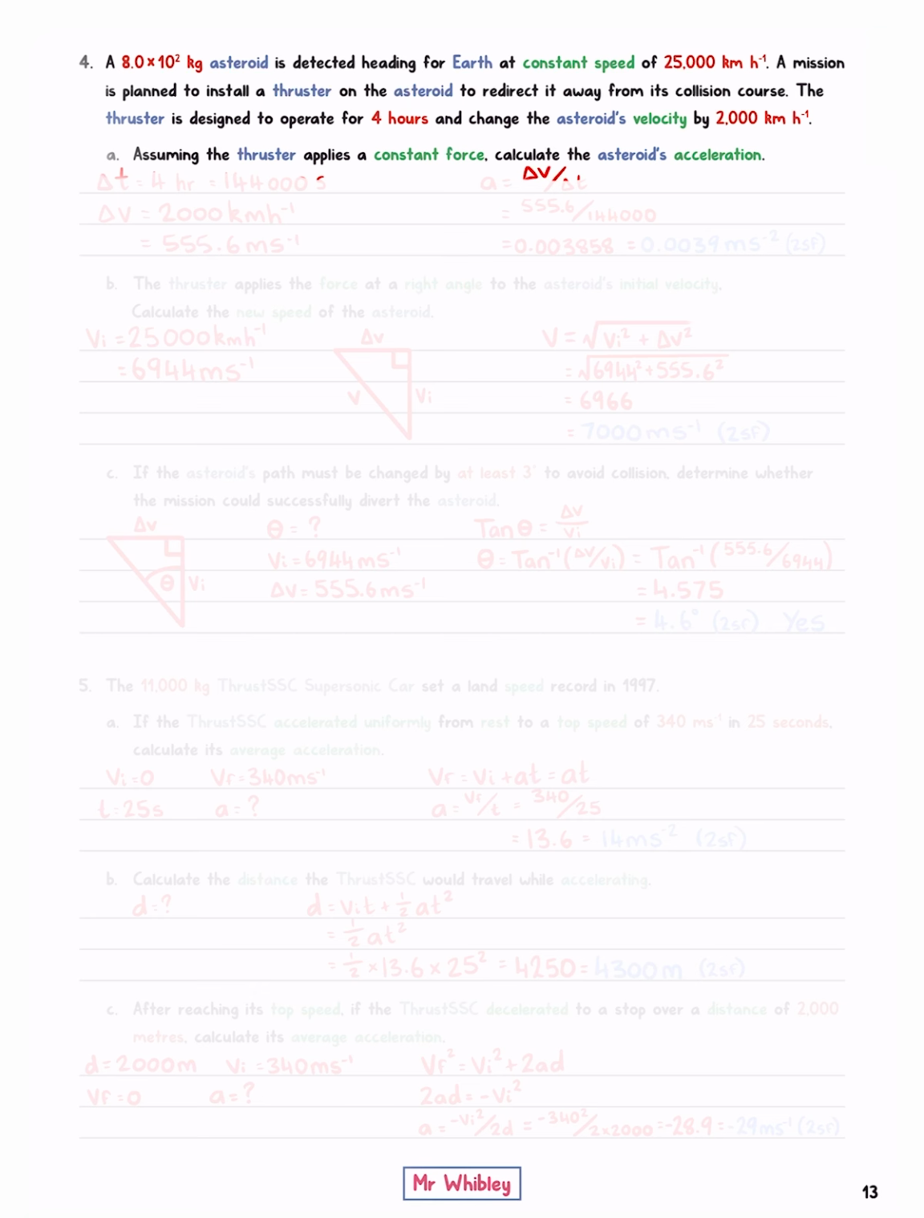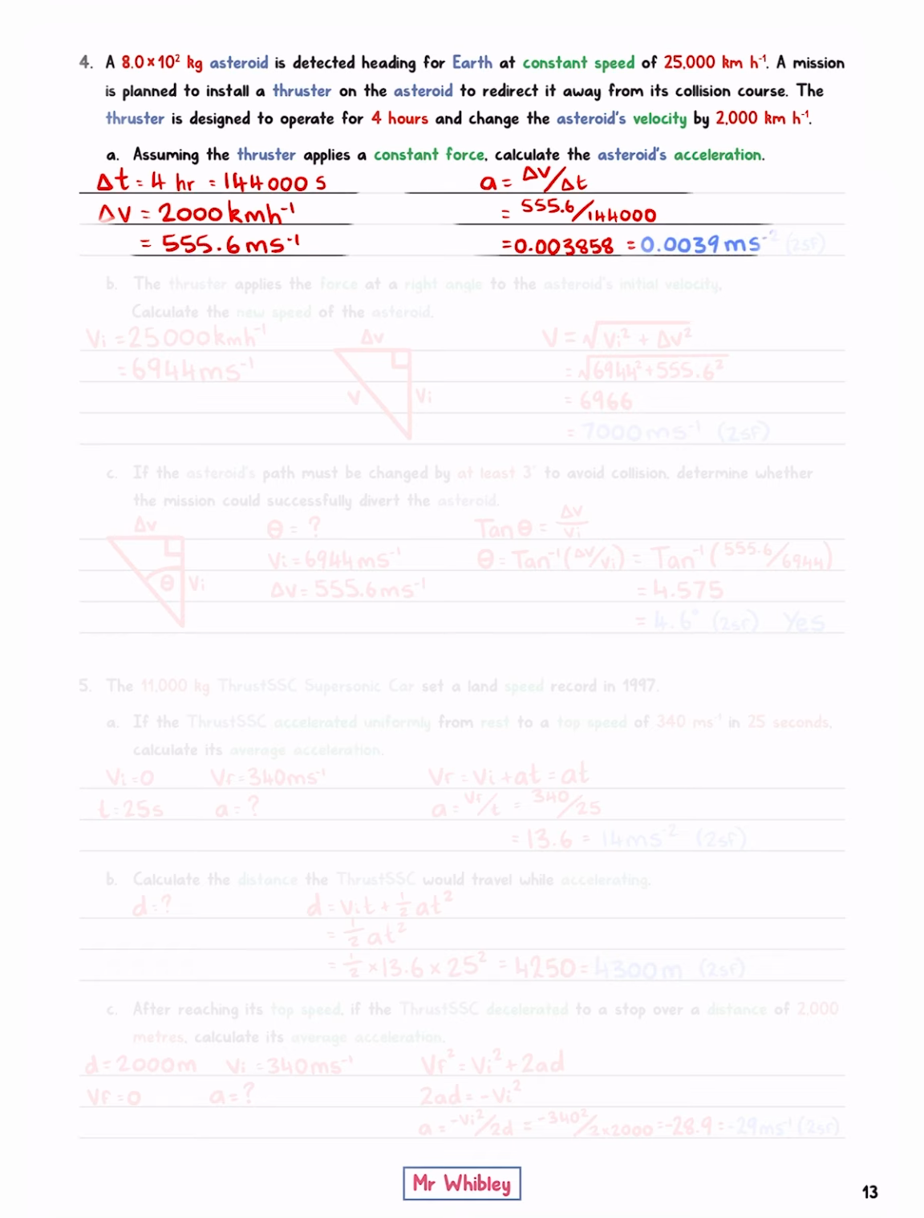If we're applying the force for a duration of 4 hours, multiply that by 60 times 60, and we get 144,000 seconds. The asteroid's change in velocity is 2,000 kilometers per hour, which we can divide by 3.6 to find 555.6 meters per second. Acceleration is our change in velocity divided by duration. Putting these numbers in gives me 0.003858 or 0.0039 meters per second squared to two significant figures.